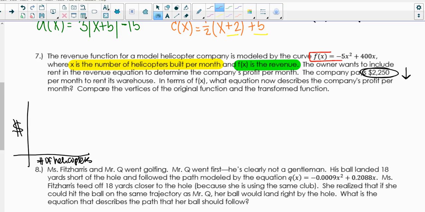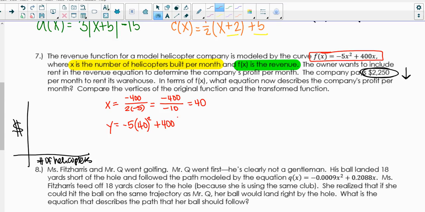Let's take our original function and let's find the vertex. So x equals, the opposite of b is -400 all over 2 times a, which is -5. So we end up with -400 all over -10. So 40. Okay. Our y value is then negative 5 times 40 squared plus 400 times 40.